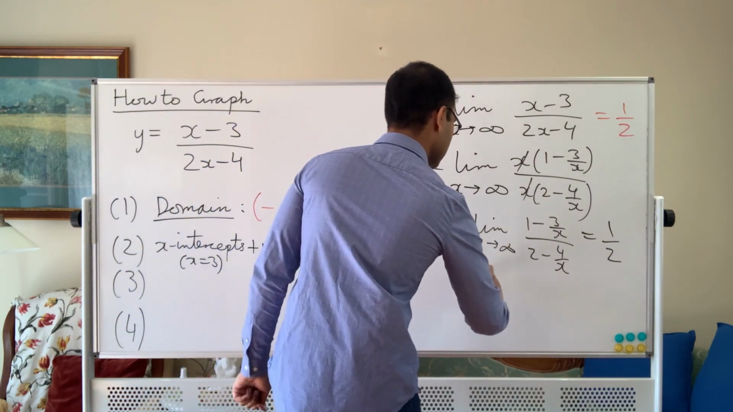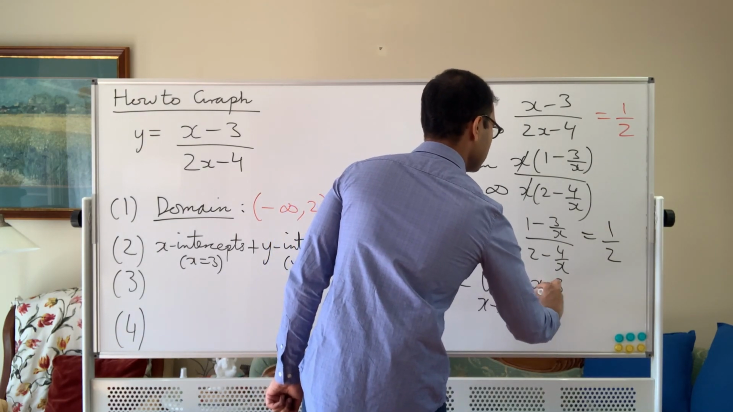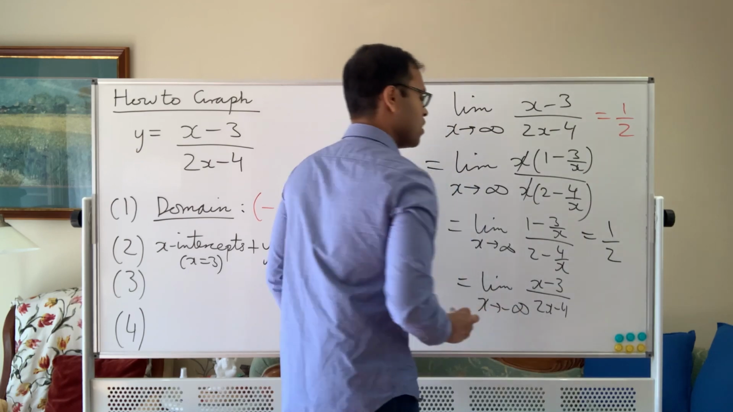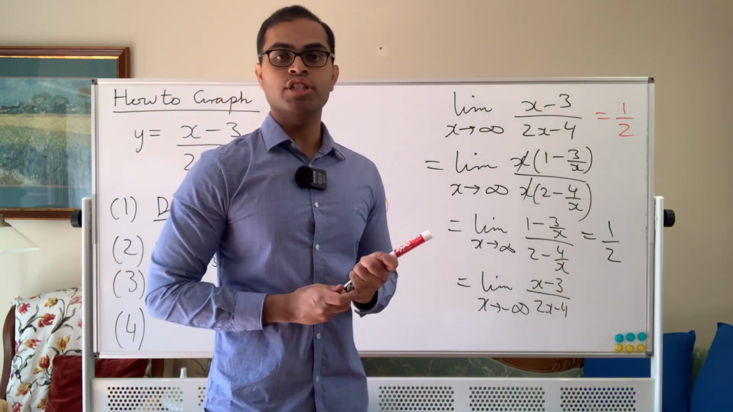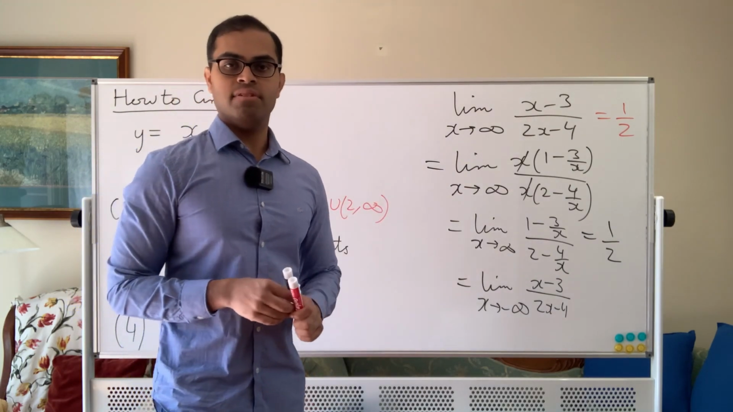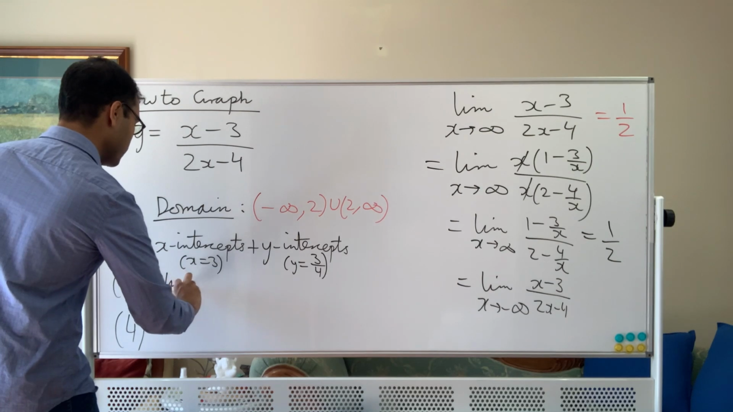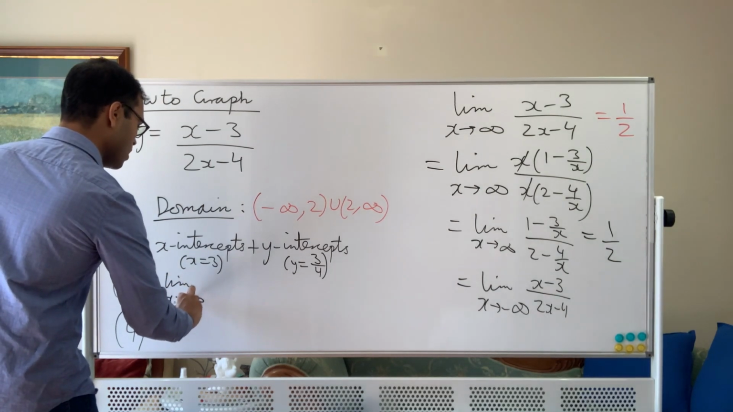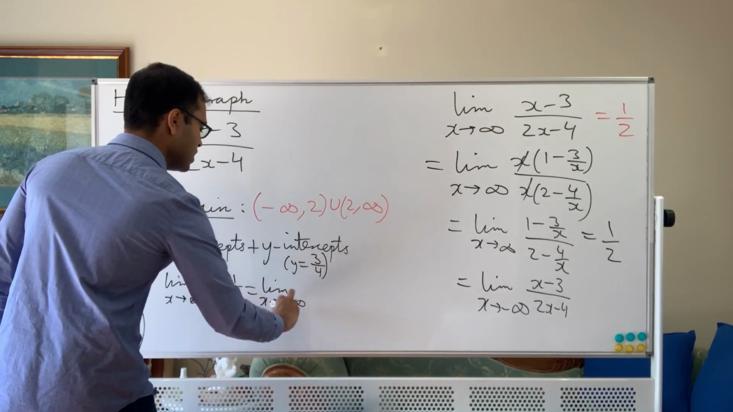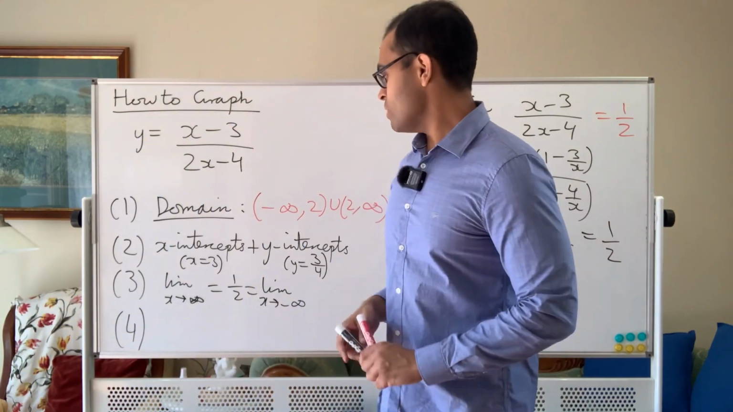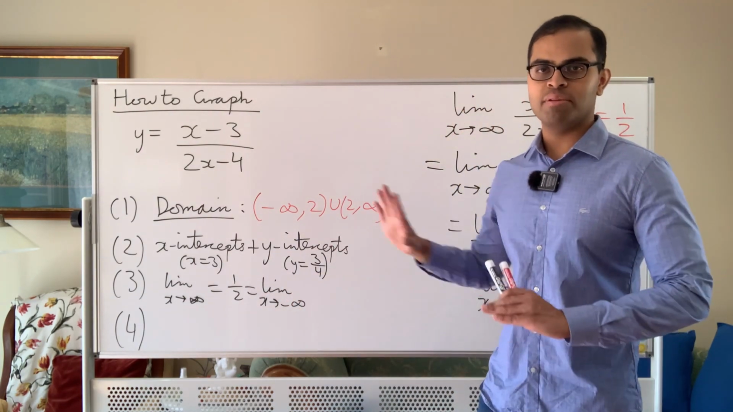So this is also equal to the limit as x goes to minus infinity of our function x minus 3 by 2x minus 4. That's going to be half. What this means is that the y values of the graph of our function will approach half at negative infinity and positive infinity. So we can fill in our information here: the limit as x goes to infinity is equal to 1/2, which is equal to the limit as x goes to minus infinity. Now, I'm being a bit imprecise here because I haven't written down the function.